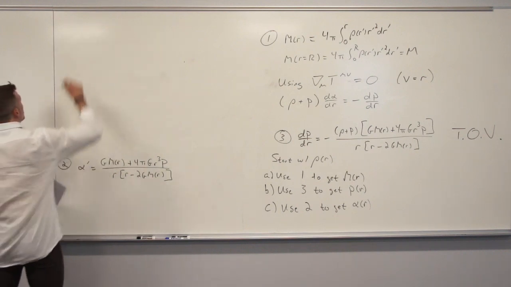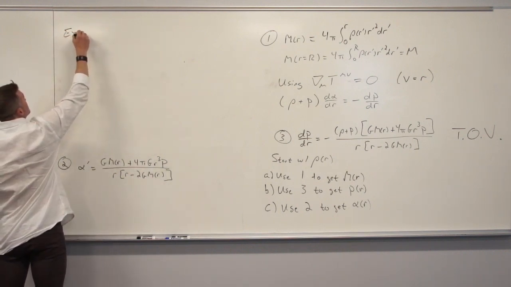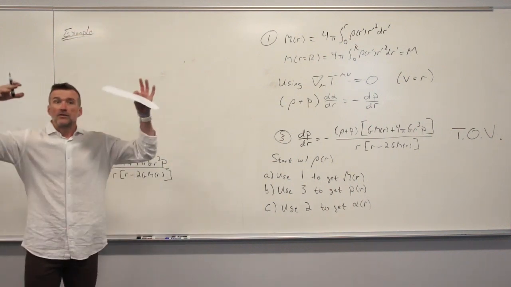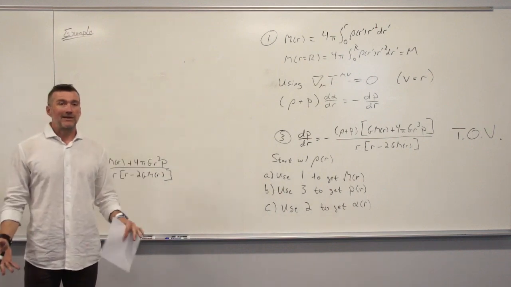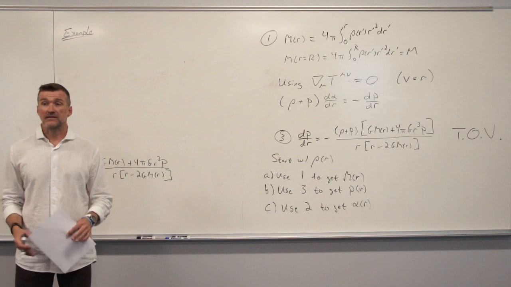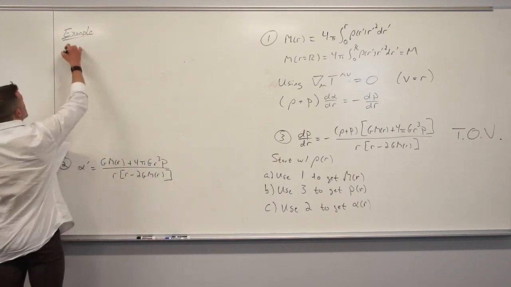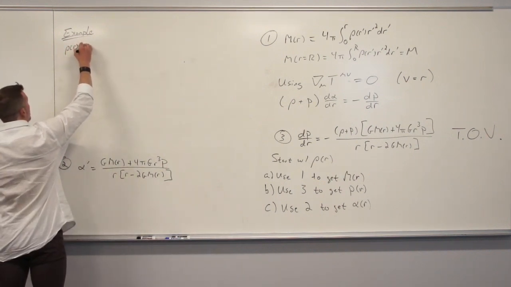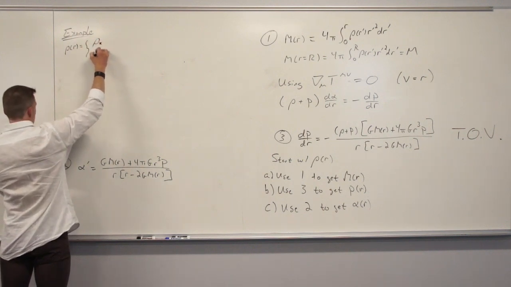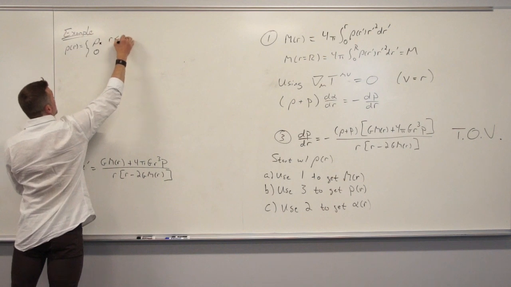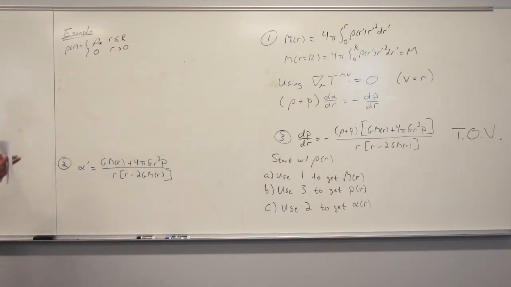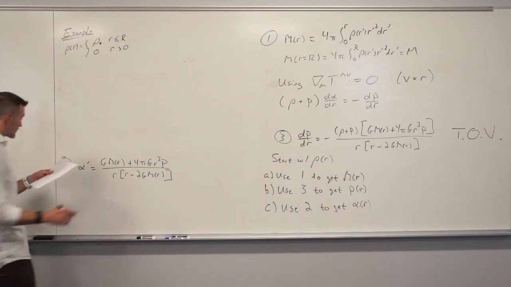Here we go. Example. So let us do an example that is as close to what we did for electromagnetism as possible. Let us assume a constant mass density. Okay? So rho of r is going to be a constant rho star if you're on the interior and 0 if you're outside. Okay? That's our mass density distribution. Pretty boring.